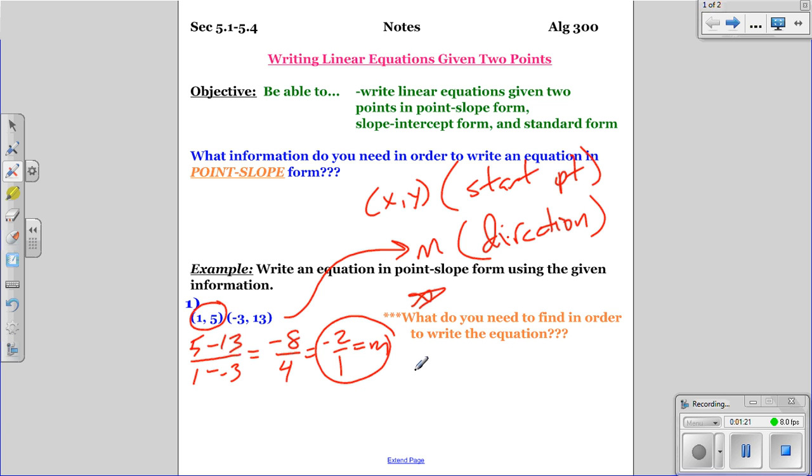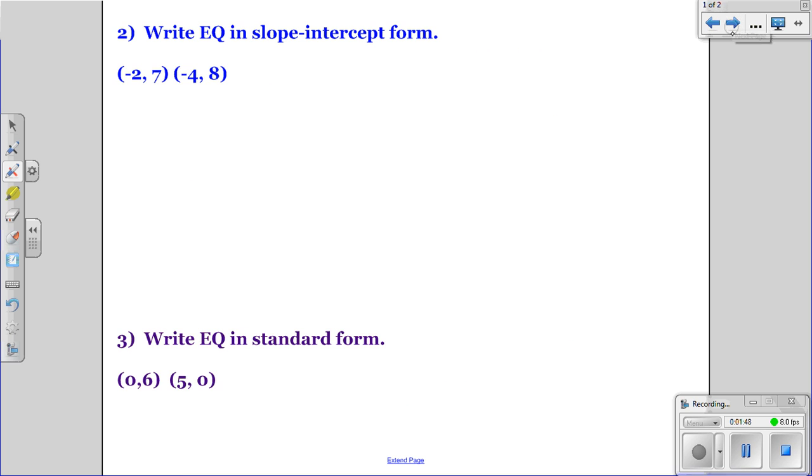And then from here, our point slope form is y minus y1 equals slope, and then x minus x1. And what we're going to do is just simply plug in our values. Our slope is -2, and I'm going to plug in this point right here, 1 goes in for x and 5 in for y. And that right there is all we need. So here, the only key difference is we have to find the slope, the direction, in order to do that. So let's take a look at a couple more examples.